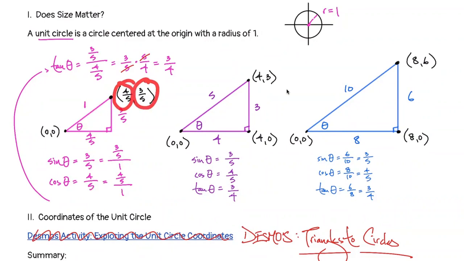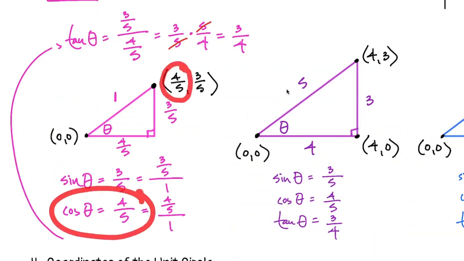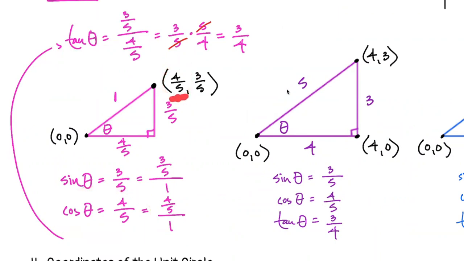the trig functions right from the coordinate. Okay, now without me scrolling back to the unit circle work that we did earlier, 4/5 right here, right? That's the cosine value. 4/5 is also the x coordinate here.